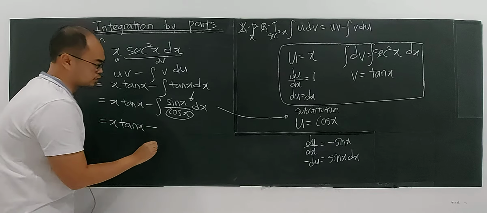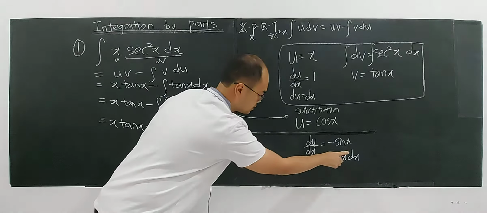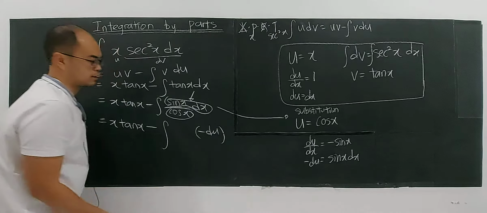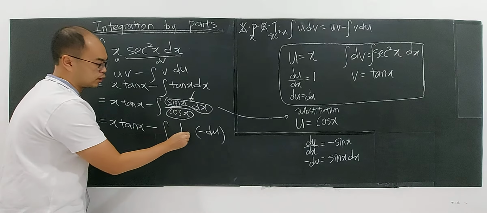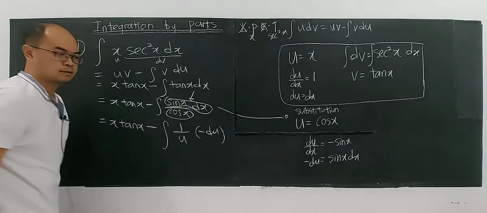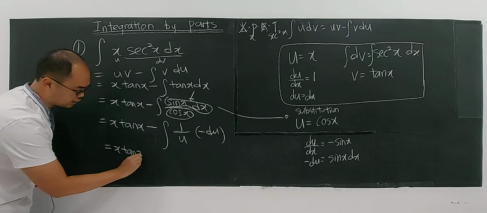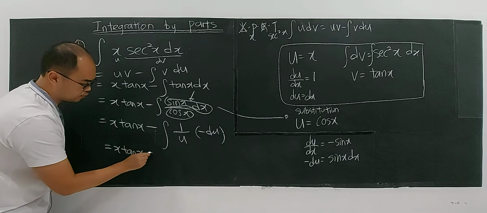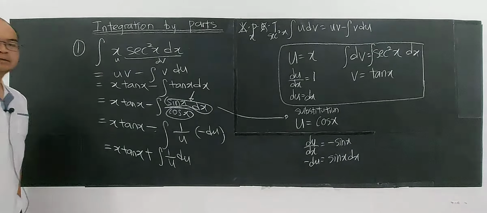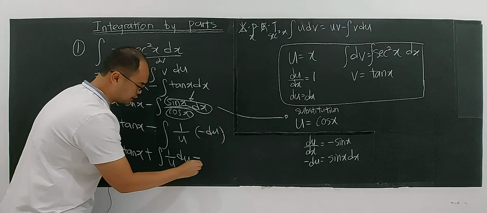So for tangent x, the sine x dx can be replaced by negative du, right? Negative du, and 1 over cos x, where cos x is u, right? So I have x tangent x, negative, positive, integral of 1 over u du, right? 1 over u du. So now it becomes a simple integrand.